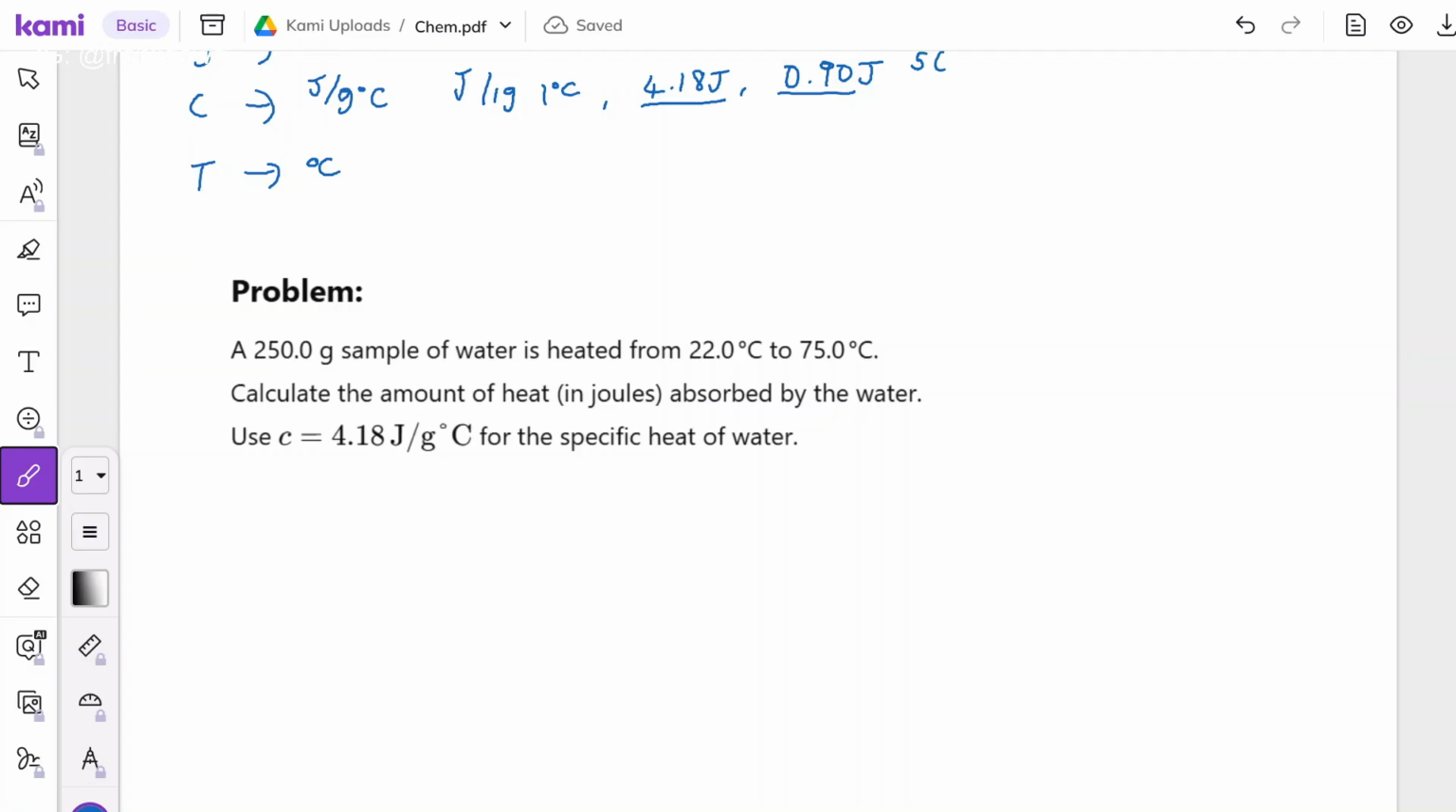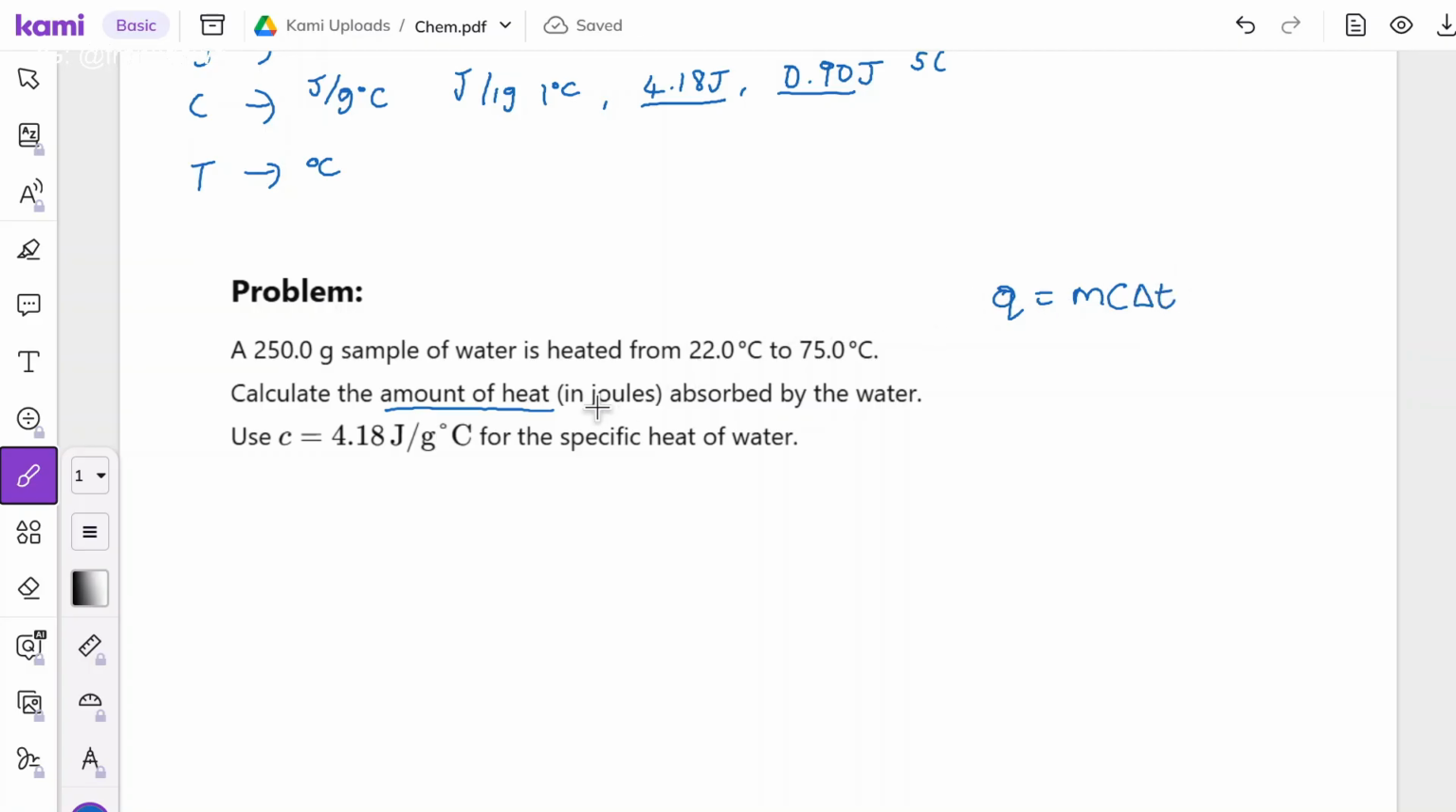So this problem is asking, you can read the problem, 250 grams of water is heated from this to that, calculate the amount of heat. This is a simple problem, and how to solve problems like this is you look at what it's asking for. It's asking for the amount of heat in joules, and you know from that equation that heat is q. So you're looking for q from this equation.